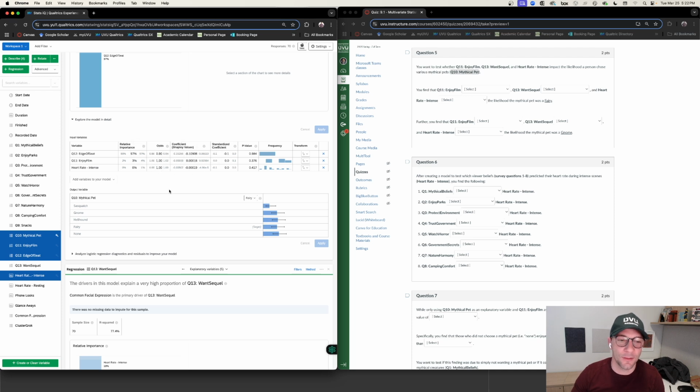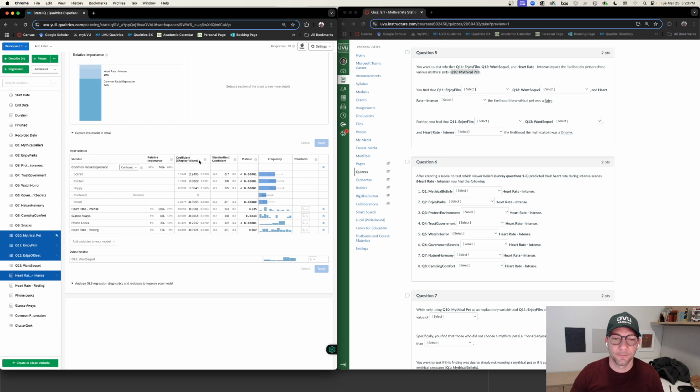This one's negative, so I'd say the higher their heart rate, the less likely they chose a fairy, right? And that's all while, for heart rate, we have this finding while controlling for Q12 and Q11. And then if I want to do that for gnome, I can do that for gnome, click apply.